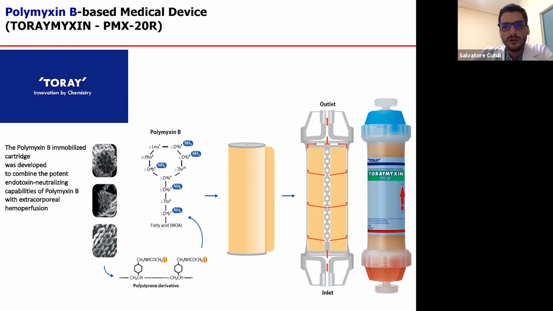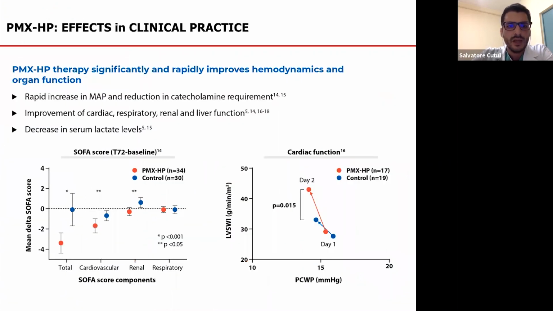So it may have an important role in modulating the inflammatory system of the patient, because it can reduce the activation of the system itself, so it may limit the dysfunction. And what we observed in clinical practice was that Polymyxin B hemoperfusion was associated with an improvement in organ dysfunction. Here we have the results of the EUPHAS study.